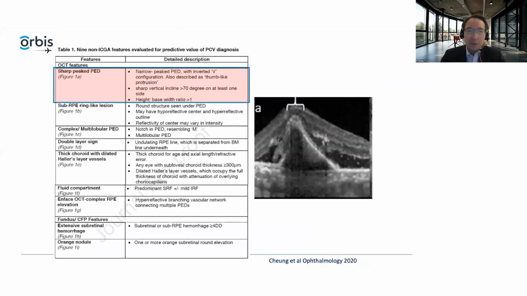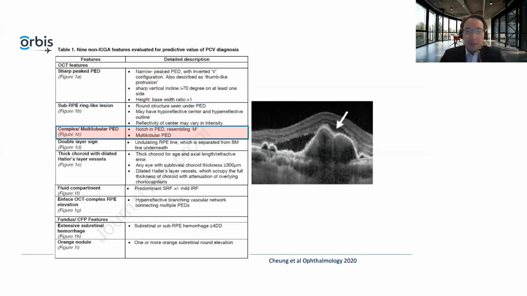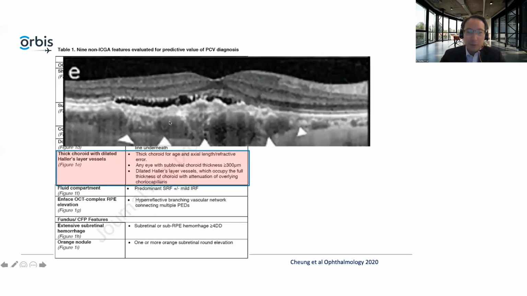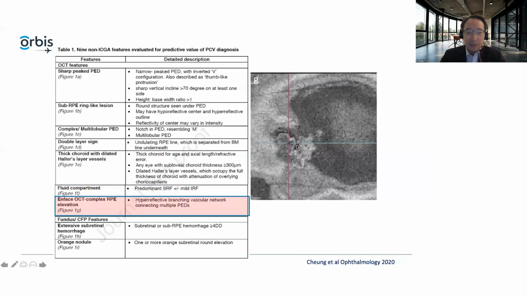And the 9 features that we looked at include the sharp peak PED, shown here; the sub-RPE ring-like lesion; and here is the complex multilobular PED, like an M-shaped PED. The double layer sign representing the branching neovascular network; thick choroid with dilated hilar vessel; and the fluid compartment. You can see the fluid, mainly the subretinal fluid, and also RPE complex elevation on the en face OCT.